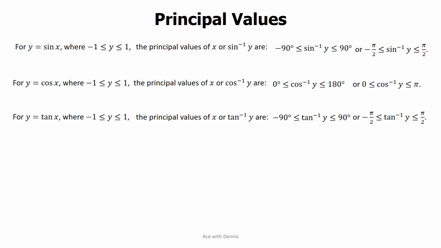Notice that the principal values of the sine function are in the first and fourth quadrants. The principal values of the cosine function are in the first and second quadrants. And the principal values of the tangent function are in the first and fourth quadrants.